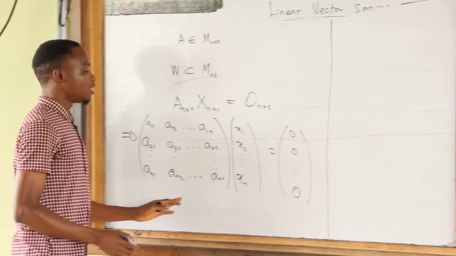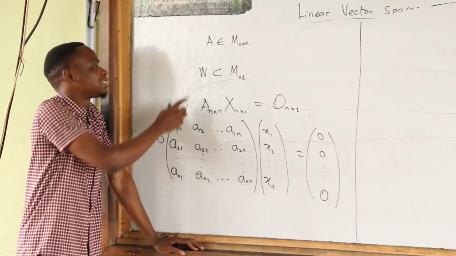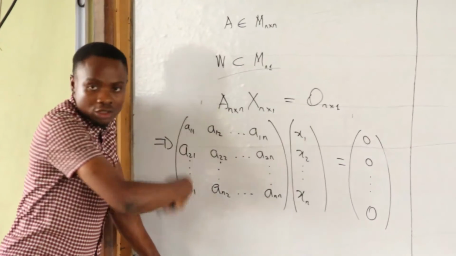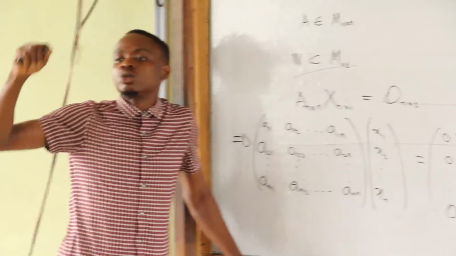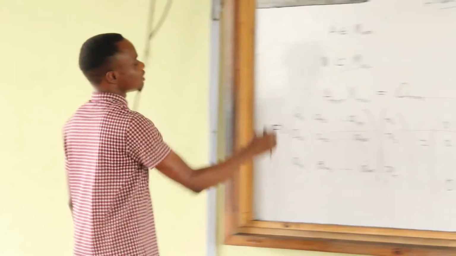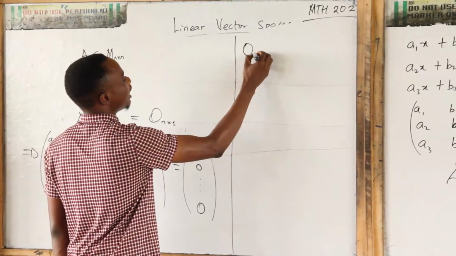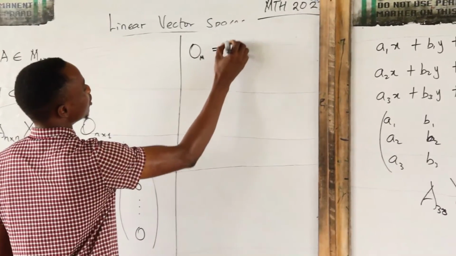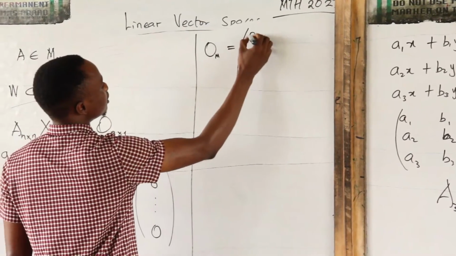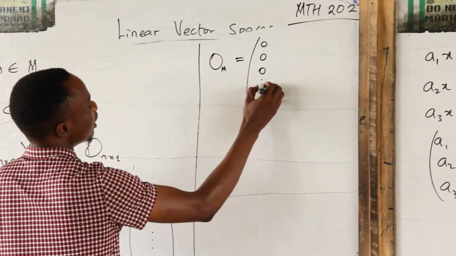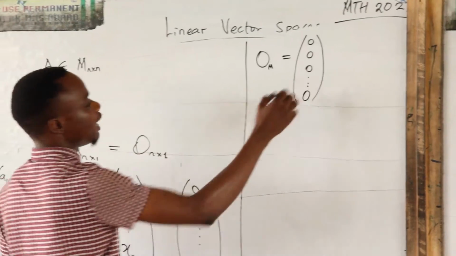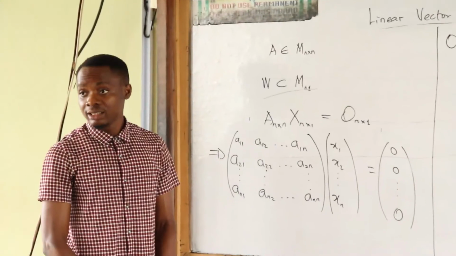Pay attention, please. So the first thing is that I know that W contains the solutions to this equation. Now, for W to be a subspace, it first has to contain the 0 element. You get what I just said? So what is the 0 element in this case? What is the 0 element under n by 1 matrices? So I know that 0 under this space, which is n by 1, is going to be this matrix, which is 0, 0, 0, and so on, 0 in n places. Is that clear?